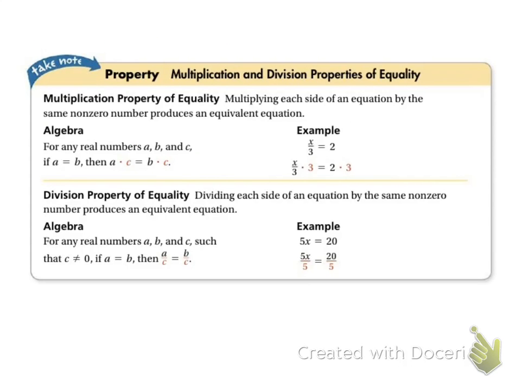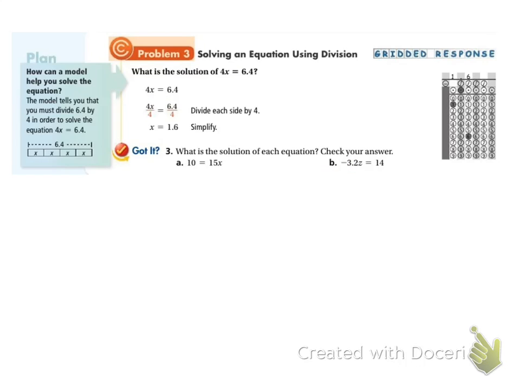Okay, again, you don't need to write this down. The multiplication and division properties of equality just say that if I multiply by 3 on the left side, I have to multiply by 3 on both sides. So whatever I do to one side, I need to do the other side. That stays with multiplication and division as well. So let me draw my line.